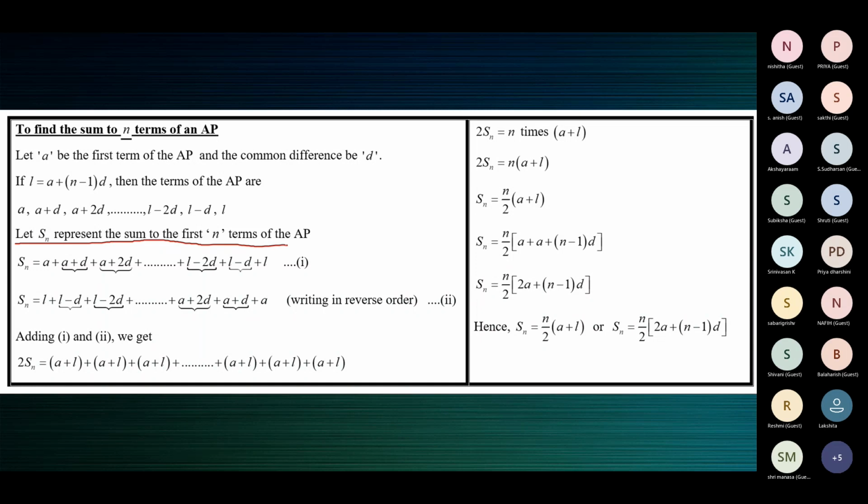We're using the symbol Sn. When I simply say Sn, we don't understand, so we're defining what Sn represents. When we use the symbol Sn, this symbol represents the sum to the first n terms of the AP. So if I say S10, that means I'm finding the sum to the first 10 terms of the AP.